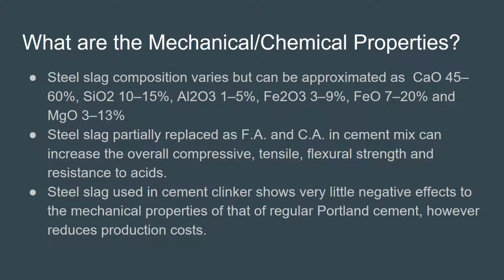Steel slag also has various mechanical properties in each of its applications with cementitious materials. Steel slag used as fine and coarse aggregates at certain percentages in cement mixture can increase the overall compressive, tensile, and flexural strength. Steel slag aggregate can also increase the resistance to acidic exposure. However, it can reduce the workability of the concrete. Steel slag applied in cement clinker does not significantly affect the concrete specimen, however, does have a slight decrease in strength.